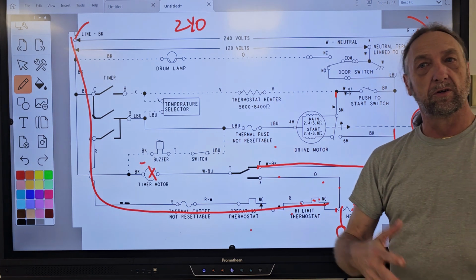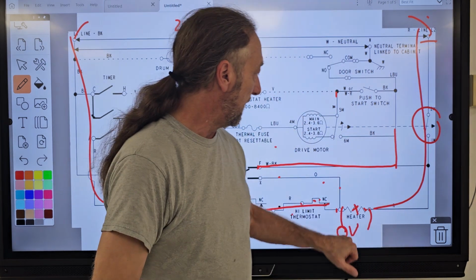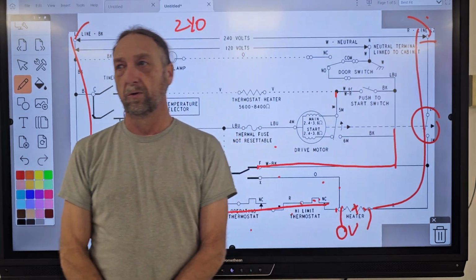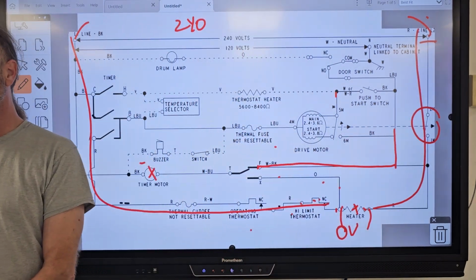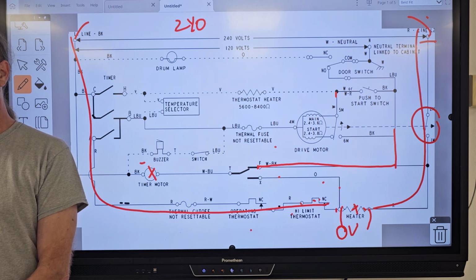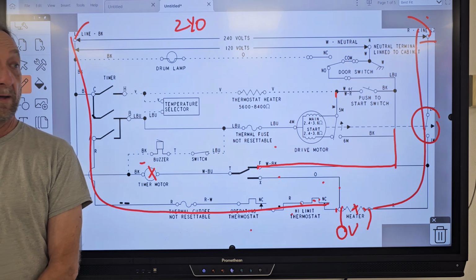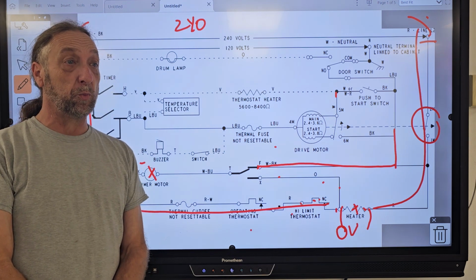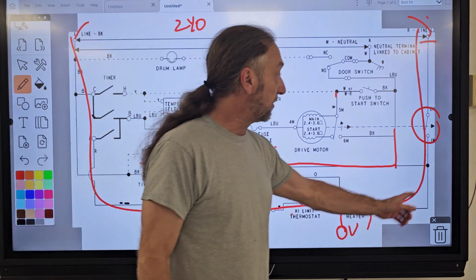Dryer runs, no heat. I have 0 volts. You get no volts? That means there's a volt. Moving back, change it. Replace it. Well, we backtrack, right? But which way? Because it could be here.